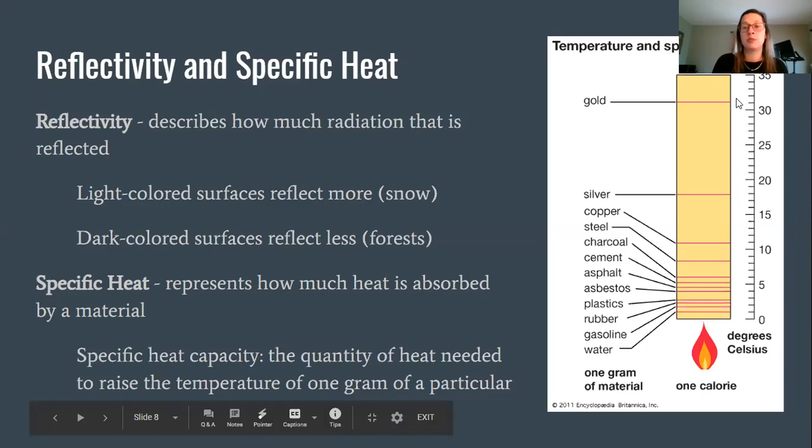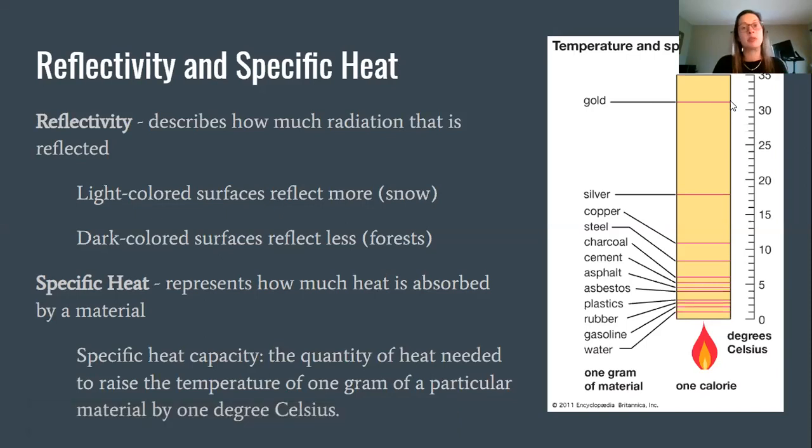Gold has a lower specific heat, so it's going to heat up a lot quicker. When you're adding 1 calorie of heat, water doesn't change temperature that much, but all of these other ones increased a lot more. So they have a lower specific heat. It doesn't take as much energy to heat them up.